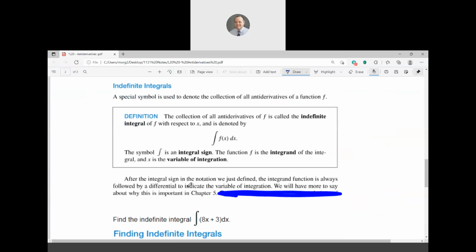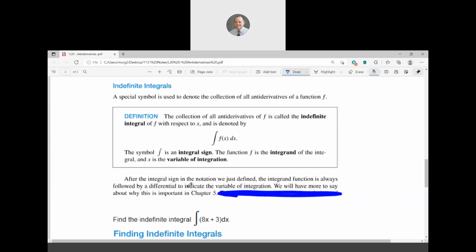The first half of Calculus 1 deals with derivatives. The second half of Cal 1 deals with integrals. Now, an integral is just what we just got through doing. It's an antiderivative.